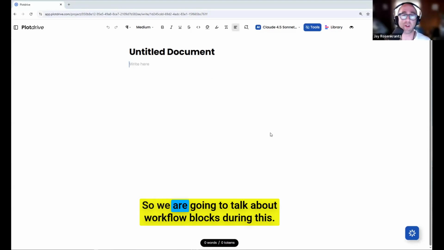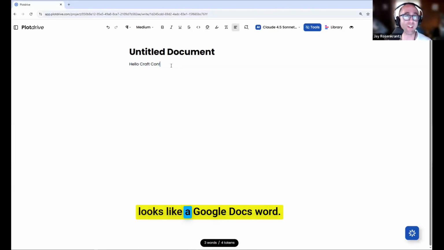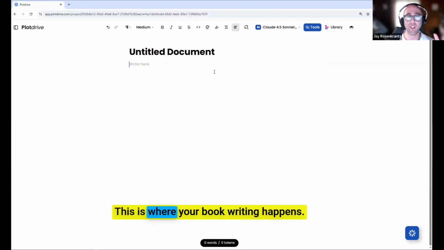So we are going to talk about workflow blocks during this. This is Plotdrive. So, you write here, hello, craft on. It's a word processor. Looks like Google Docs, Word, very clean document editor. This is where your book writing happens.